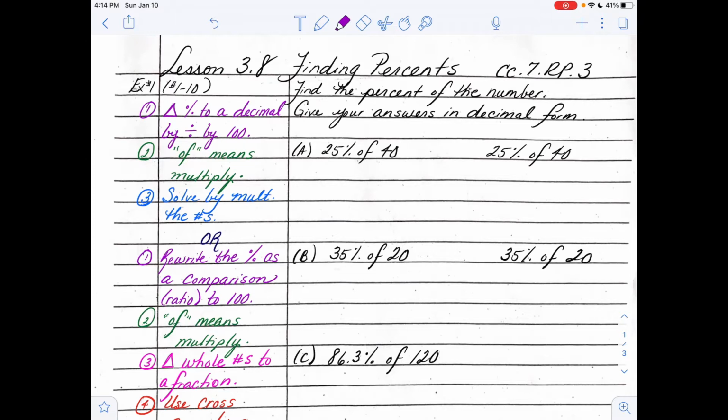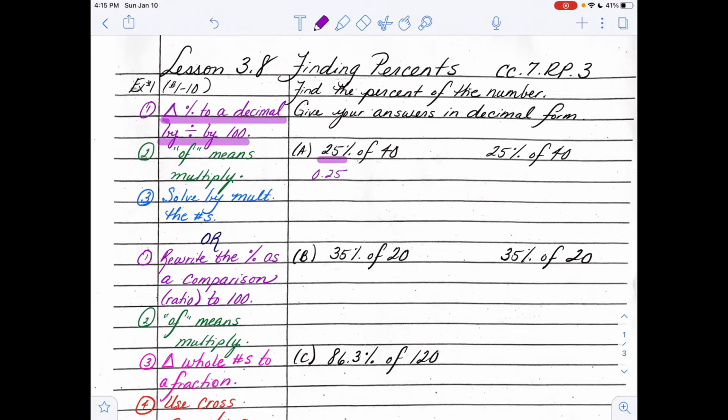So look at step 1. First thing it's asking you to do is to change a percent to a decimal, and you know we do that by dividing by 100, or what some people think of as moving that decimal to the left 2 places. We can't really do much when it's actually a percent, so we're going to change that percent to a decimal by dividing it by 100, which would give me 0.25.